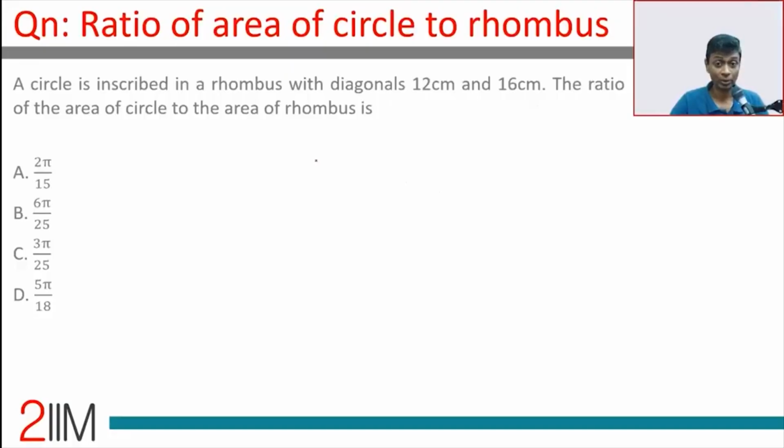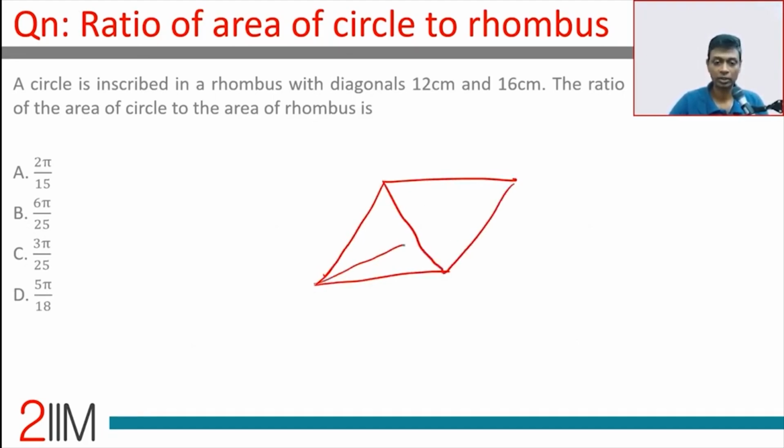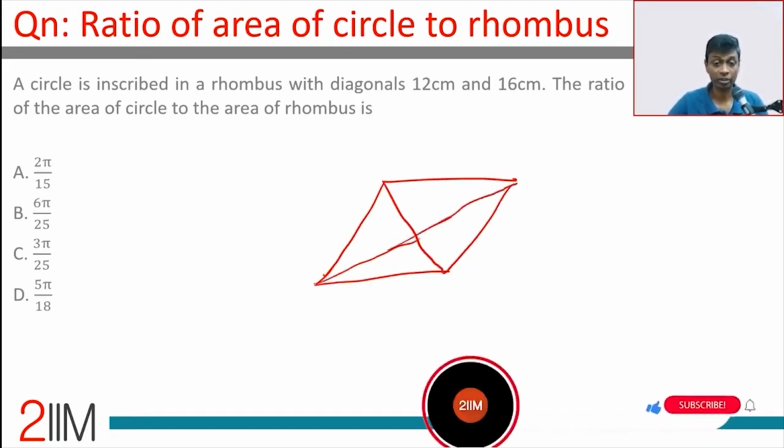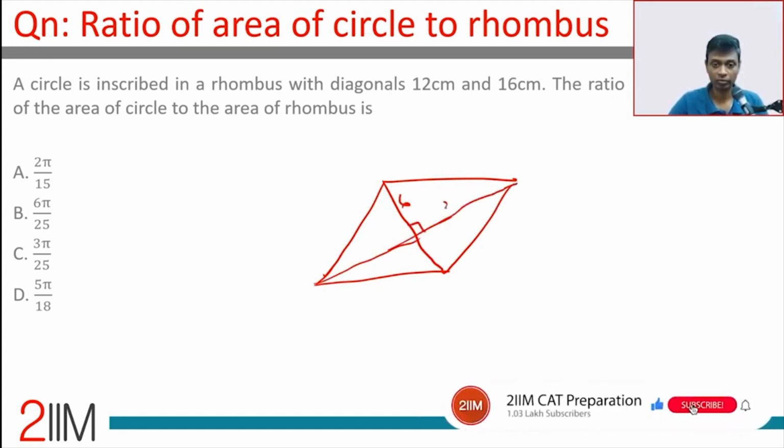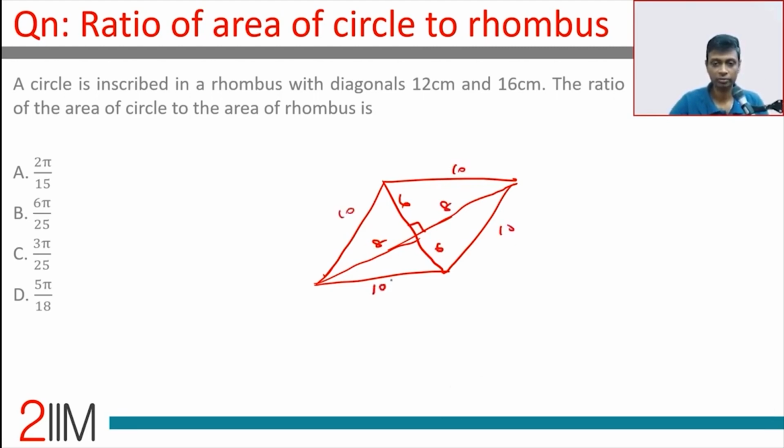A circle is inscribed in a rhombus with diagonals 12 and 16. Diagonals 12 and 16. Nice little rhombus here. Diagonals of a rhombus are perpendicular bisectors of each other. So it will be 6, 8, 8, 6, 10, 10, 10, 10. A circle is inscribed inside this. Beautiful. So we want to find the ratio of the area of the circle to the area of the rhombus.